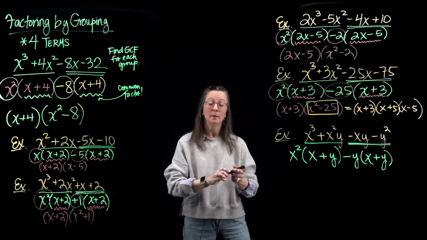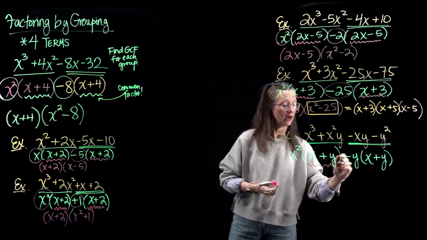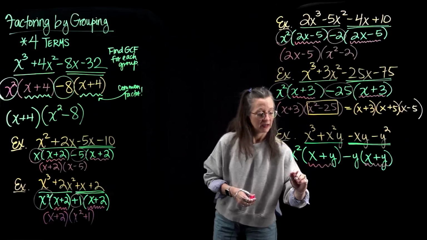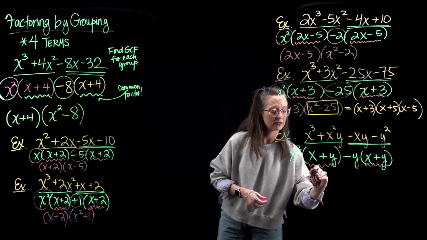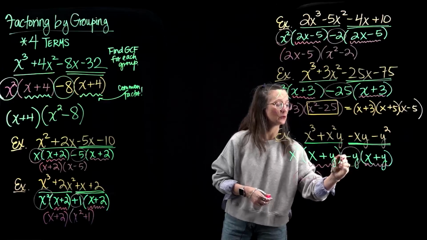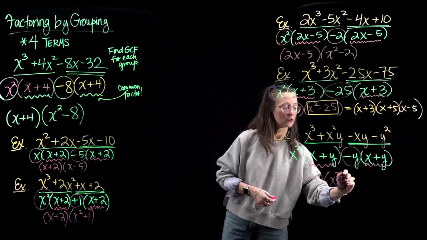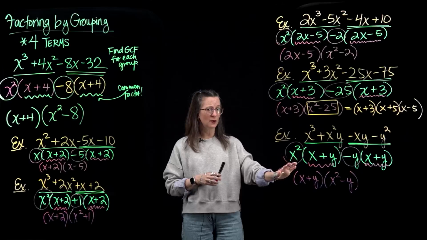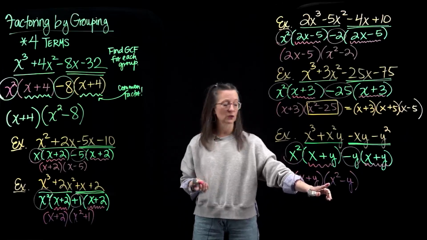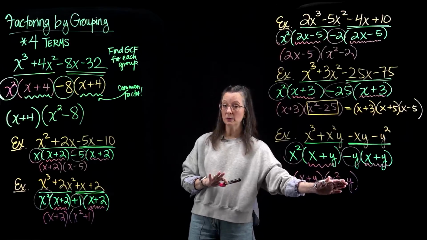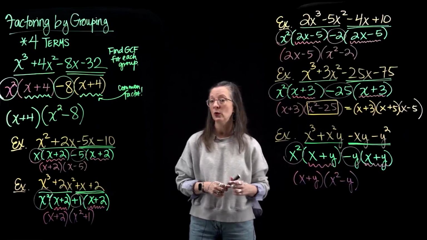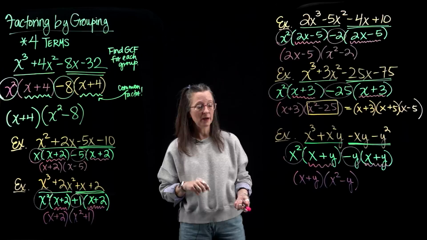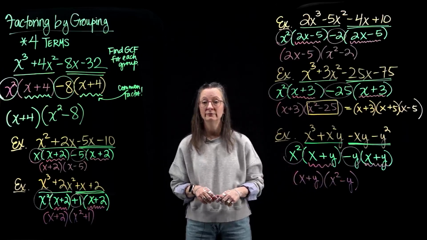Okay, so both of these share a common factor of x plus y. I'll factor that out to the front, and then I will write down what's left, which is x squared minus y. I would want to check that x squared minus y. X squared is a perfect square, but y is not. So this one is completely factored. We don't have to go any further. So my final answer would be parentheses x plus y times parentheses x squared minus y.